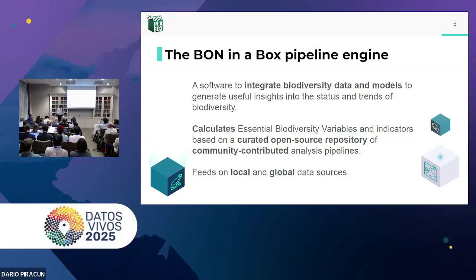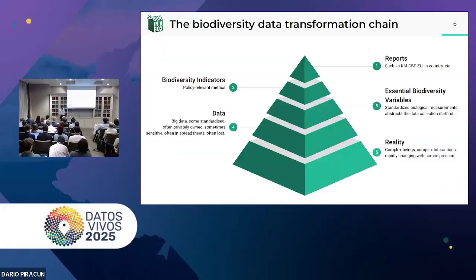BON in a Box is a software to integrate data and models into a nice UI, and it allows to calculate biodiversity variables and indicators, like I just mentioned, but it's based on community contributed analysis pipelines. It's very important. It comes from the scientific community. It's not directed by a decision necessarily from the top. And it's open source in a curated repository. So there is a means of checking what comes from the community and assessing if it's valid. And when calculating the indicators, you can feed on local or global data sources or a combination of both.